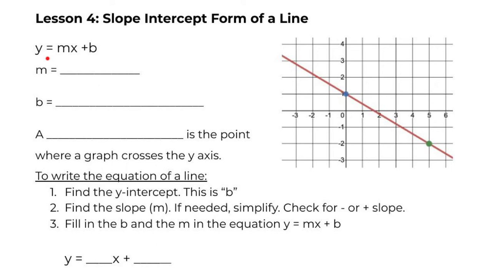In lesson 4, we talked about slope-intercept form of a line, and y equals mx plus b is that special form for an equation of a line. M represents the slope, and b represents the y-intercept. We've previously talked about slope being rise over run, but to define the y-intercept: the y-intercept is the point where the graph crosses the y-axis.